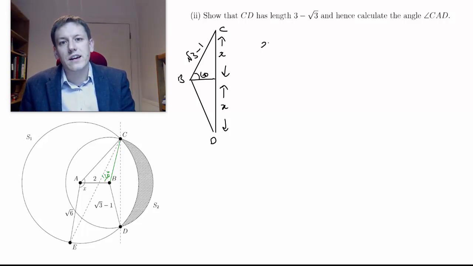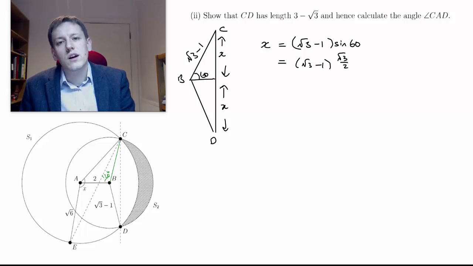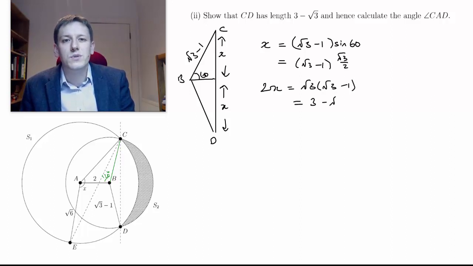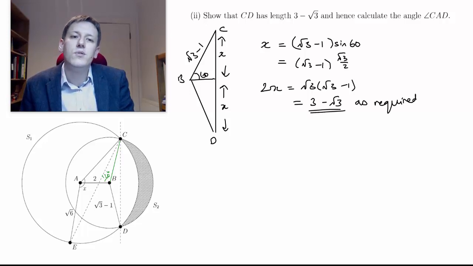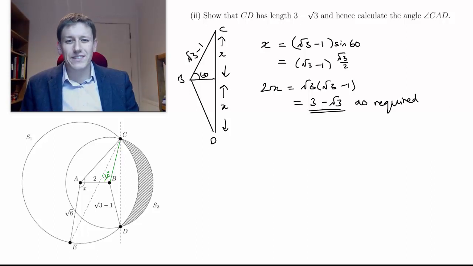and then this is just easy to work out. X, just by ordinary trigonometry, is root 3 minus 1 times sine of 60, which is root 3 minus 1 times root 3 over 2, and so actually if I wanted 2x, then that will cancel the 2 from the fraction, and that'll just be root 3 times root 3 minus 1, which is 3 minus root 3. I might say here as required, just to show that I've got to the point in the question where we had an answer given.